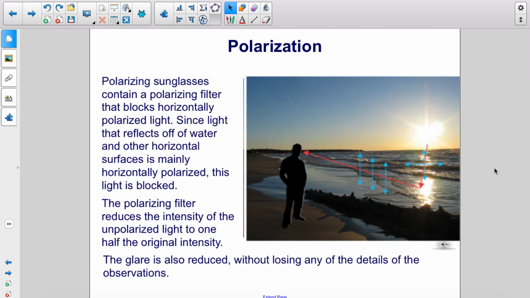Polarizing sunglasses contain a polarizing filter that blocks horizontally polarized light. Since light that reflects off of water and other horizontal surfaces is mainly horizontally polarized, this light is blocked. The polarizing filter reduces the intensity of the unpolarized light to 1/2 the original intensity. The glare is also reduced without losing any of the details of the observations.